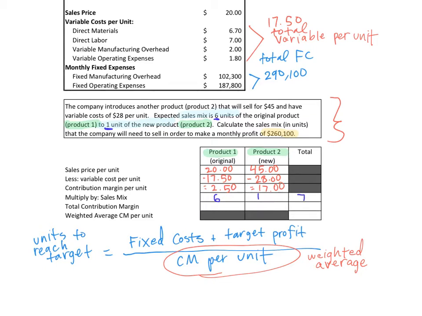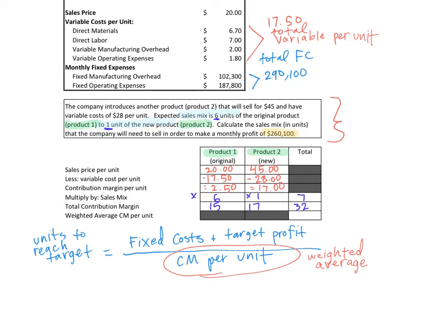is 7. Now we need to calculate the total contribution margin provided by each product for every set of 7 that are sold. And we're going to do that by multiplying the contribution margin per unit by the sales mix for each product. So for product 1, we get $15, and for product 2, we get $17. Then we're going to add those two together to get a total contribution margin of $32. That is telling us that for every 7 units that we sell, we have a total contribution margin for all of those 7 units combined of $32.